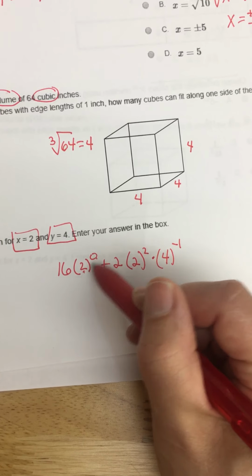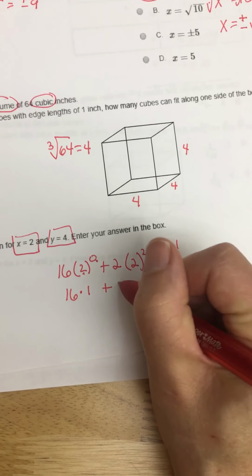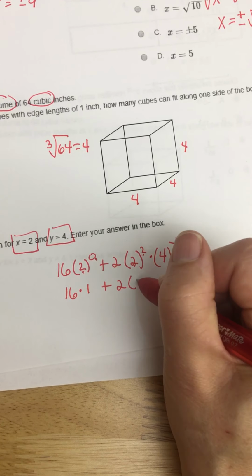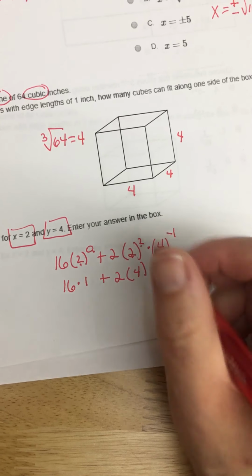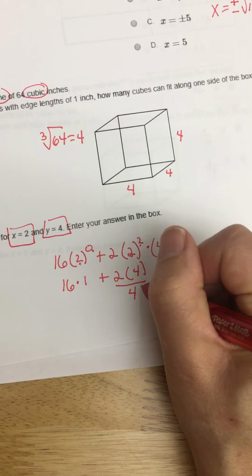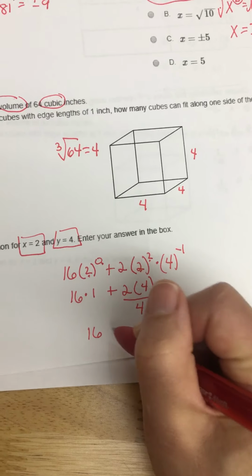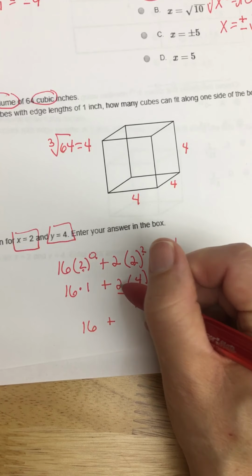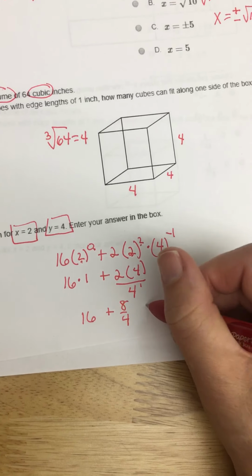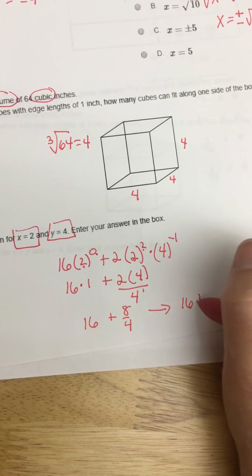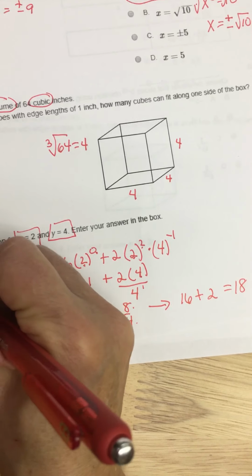2 to the 0 power is 1. So that's 16 times 1 plus 2 times 2 to the second power is 4. And then this 4 times 4 to the negative 1, I'm going to move that to the denominator and make it 4 to the positive 1. 16 times 1 is 16 plus 2 times 4 is 8 divided by 4. So continuing over here, that's 16 plus 8 divided by 4 is 2. That's 18. So this is 18.